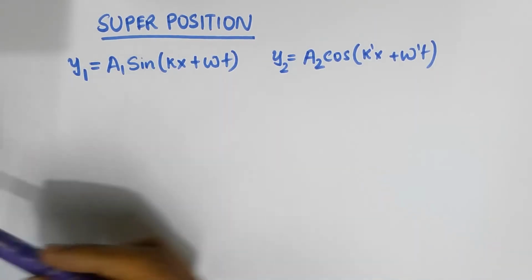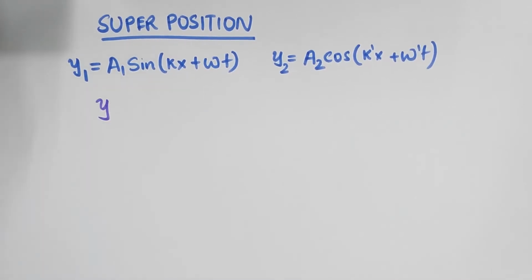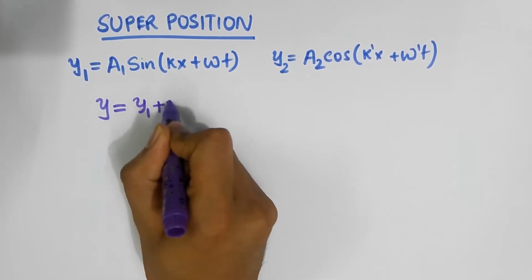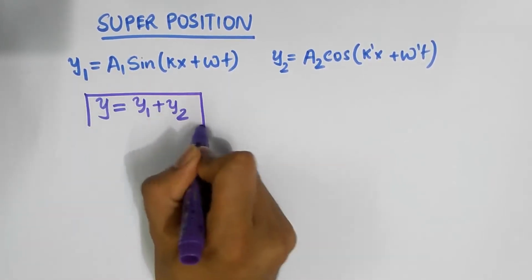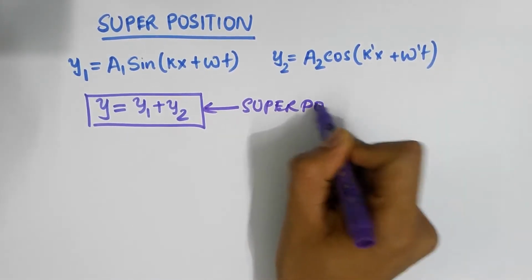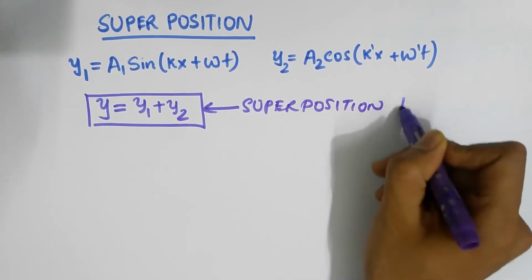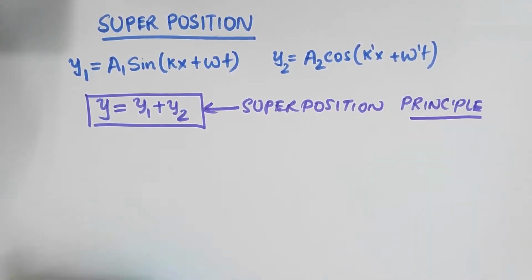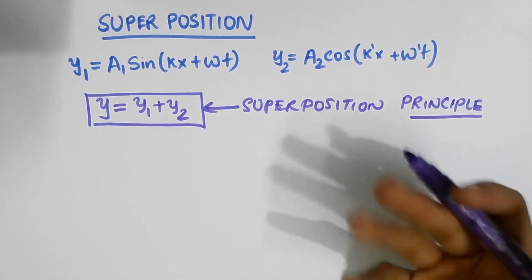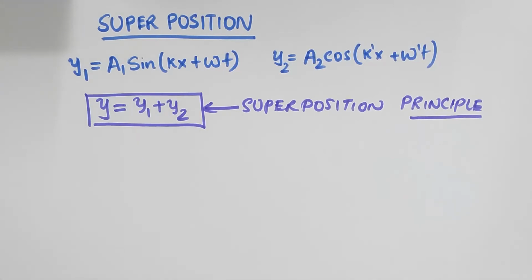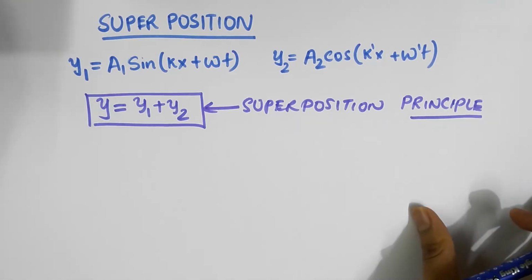Well, the answer is that the resulting wave is just the summation of these two. This is called the superposition principle. It's a very simple principle. It doesn't just apply to waves, it applies to most of the stuff in physics. But anyway, now we're concentrating on waves. We have been given a particular kind of waves that are superimposing on each other.